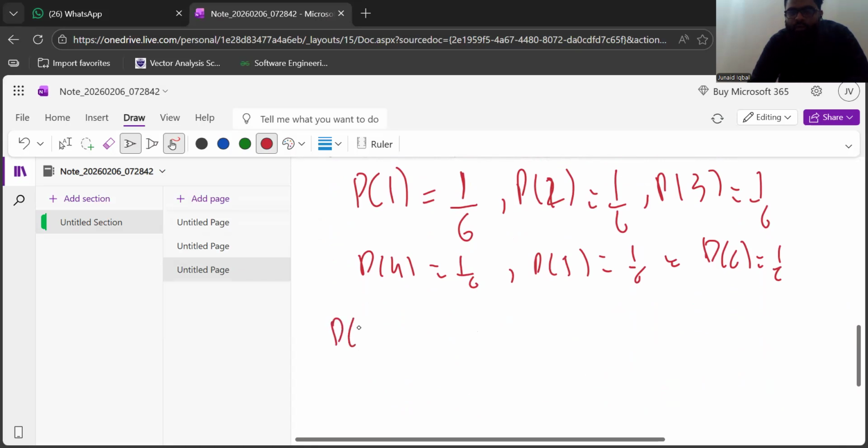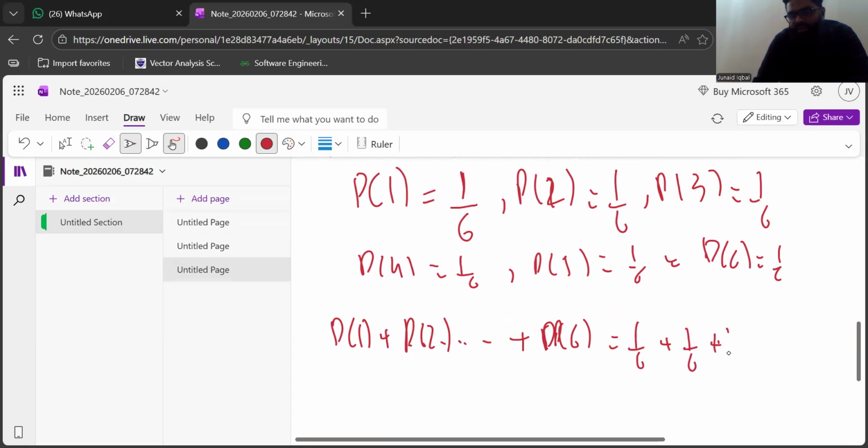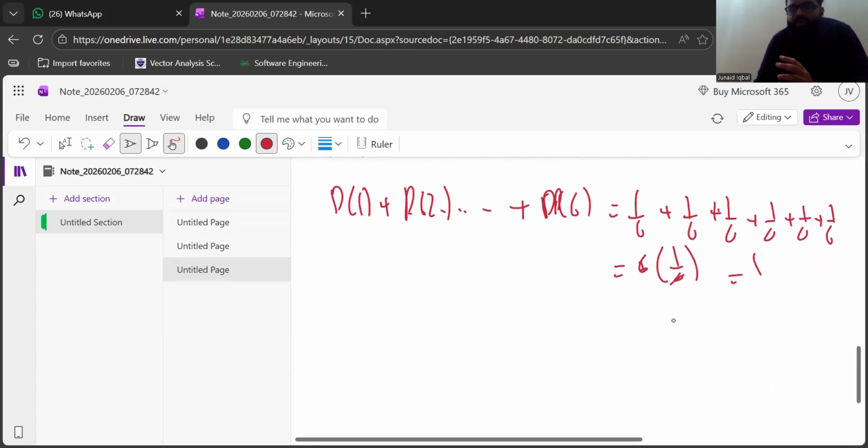Let's say I want to add all these probabilities of 1, 2 till 6. What I'm going to do is add 1 upon 6, 6 times. 6 times 1 upon 6 is going to be 1. So total probability is 1. Now we have identified that the individual probabilities are the desired outcome divided by the total outcome. So the probability of 1 is 1 upon 6.